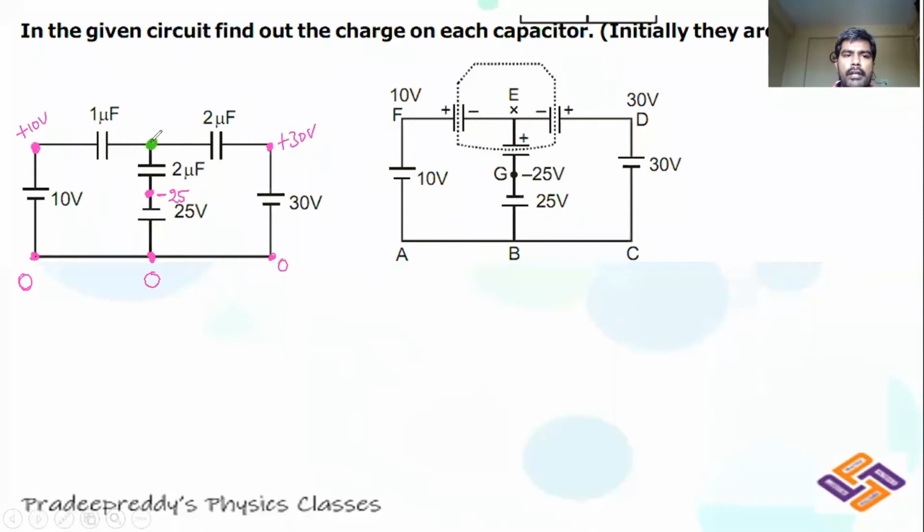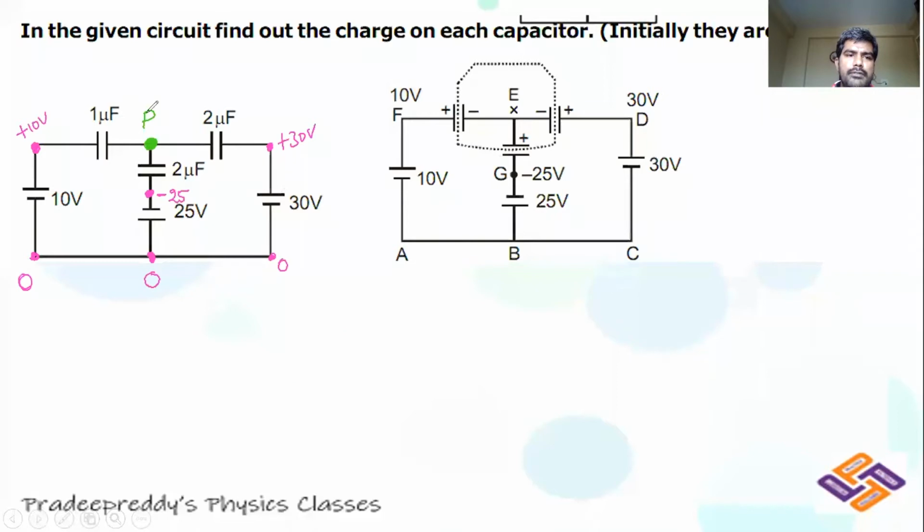In order to find out the potential difference across each capacitor, you need to know the potential at this point. I name it as P. If you know the potential at that point P, then only you can write down the potential difference across 1 microfarad, 2 microfarad and 2 microfarad. But you do not know what its potential is. Potential has not been mentioned over there. In such cases, what do you need to do?